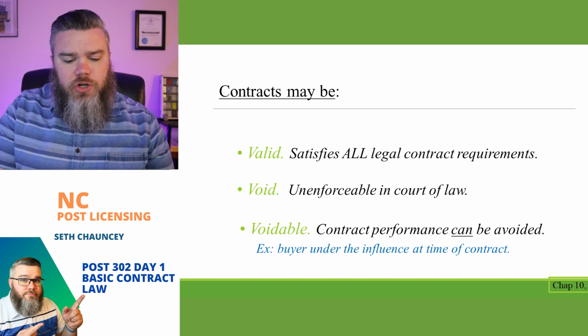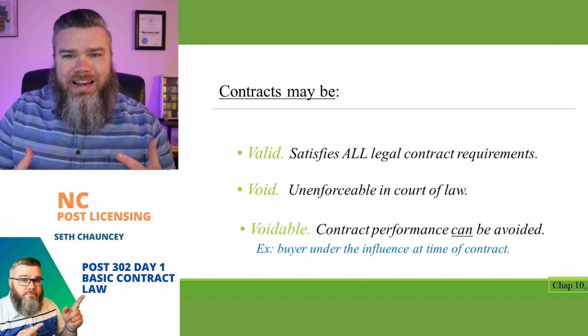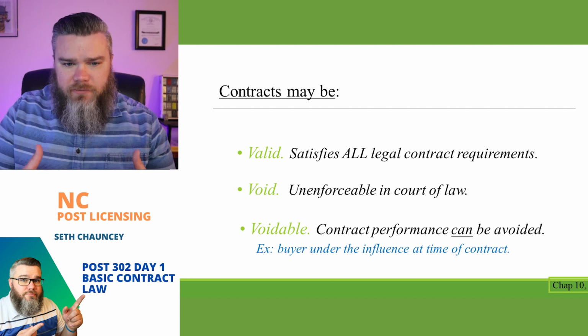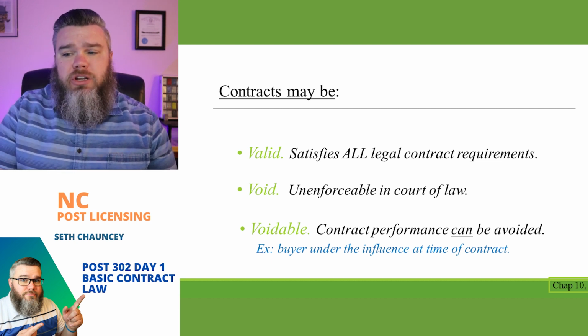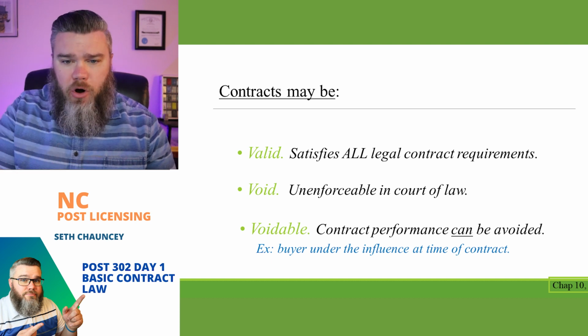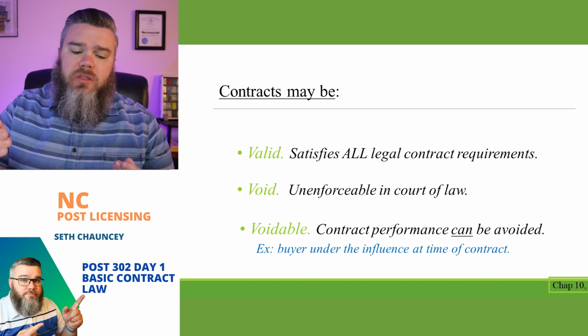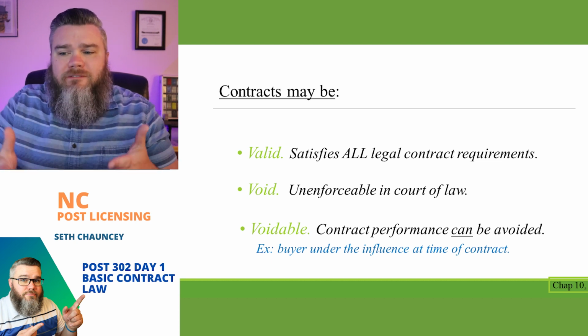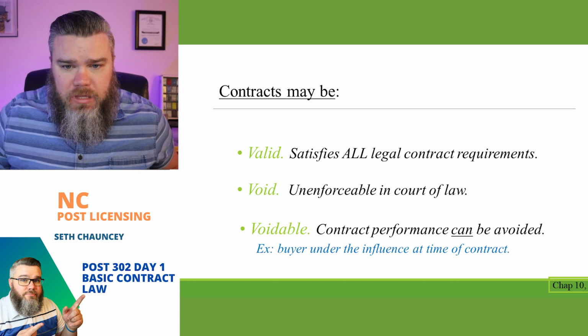A void contract is basically like having no contract at all. Okay? Not enforceable on anybody in any way, shape, and form. That's a void contract. And then voidable is potentially enforceable on one party, but the other party could potentially escape their obligations. They could invalidate the contract. That's why we call it voidable.